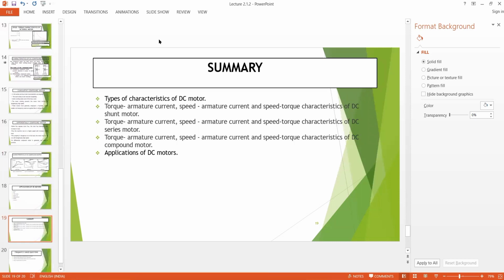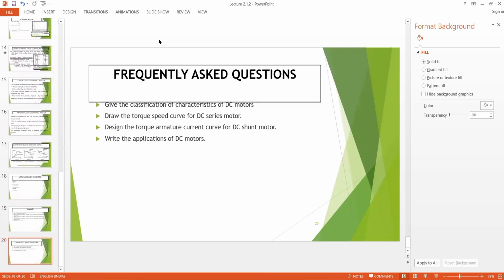That we discussed in the summary. And these are the questions that can be asked. Classification of characteristics of DC motor, draw the torque speed characteristic of DC series motor, design the torque armature, and application of DC motor. So with this, we are done with the characteristics of DC motor.